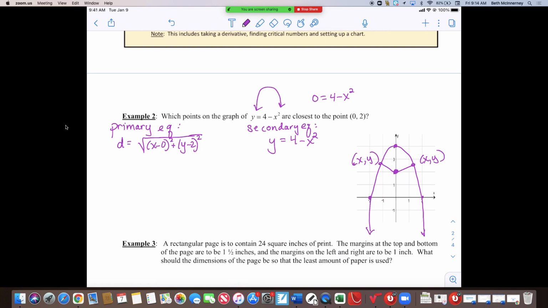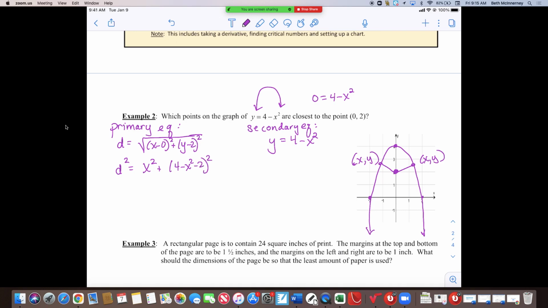Now, I want to mention something, because if I try to do a derivative of that square root, that's going to be nasty. So what I can do is actually square both sides. And then let's multitask. Let's substitute. I'm going to square both sides, and I'm going to replace y with 4 minus x squared.